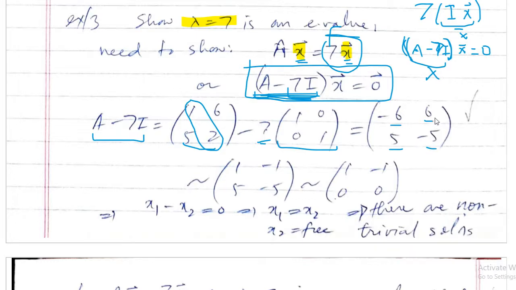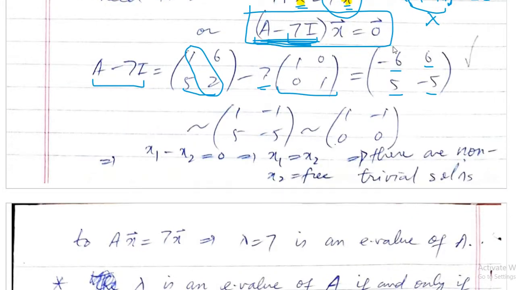Now I have to solve this system. It means I need the echelon form of this matrix, or reduced echelon form. So I have to bring a 1 here. How can I bring 1? I can divide by minus 6. So if you divide R1 by minus 6, you get 1, minus 1.